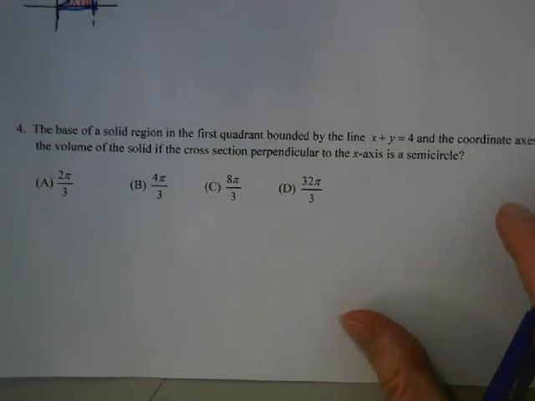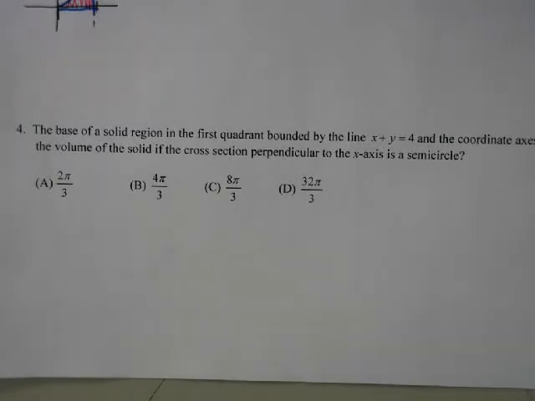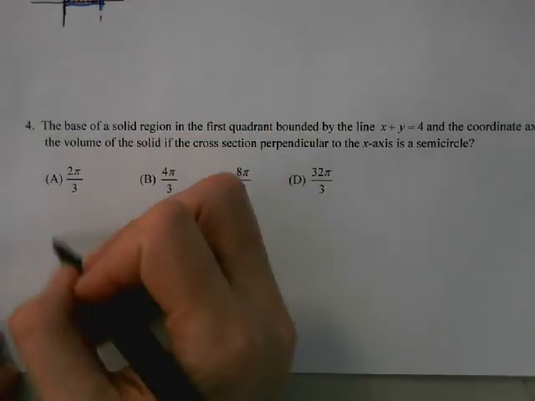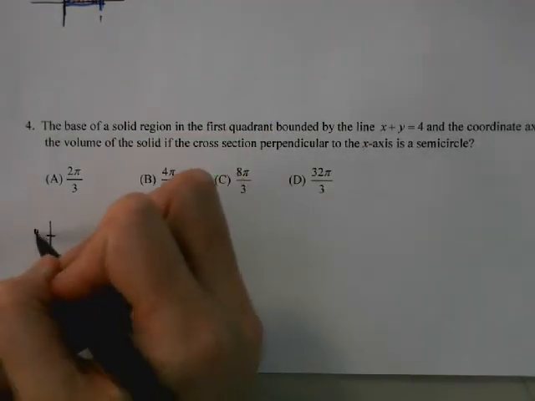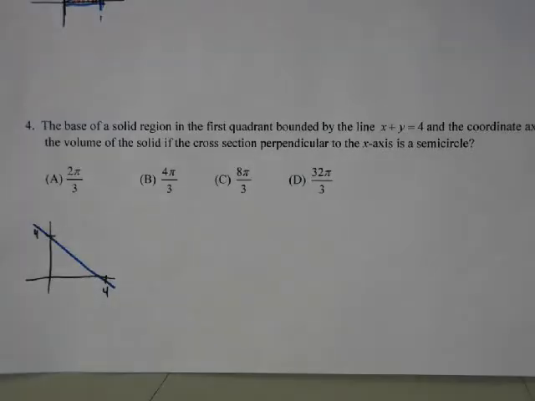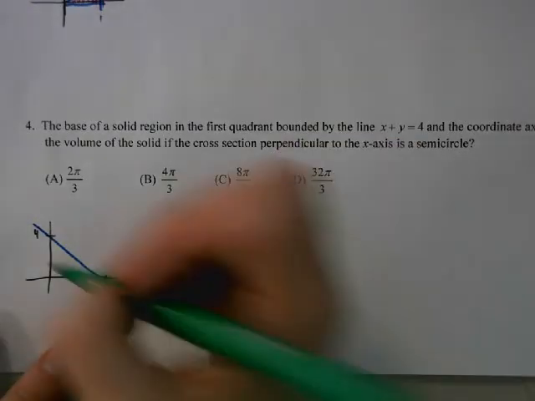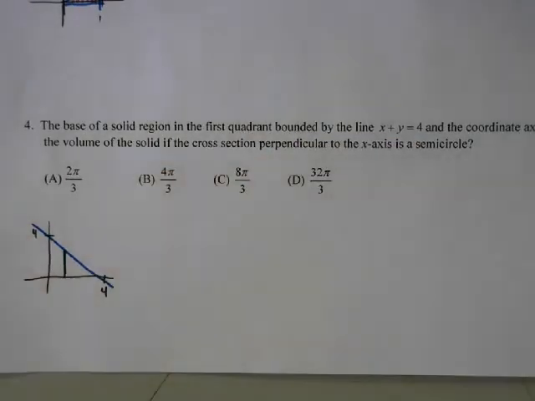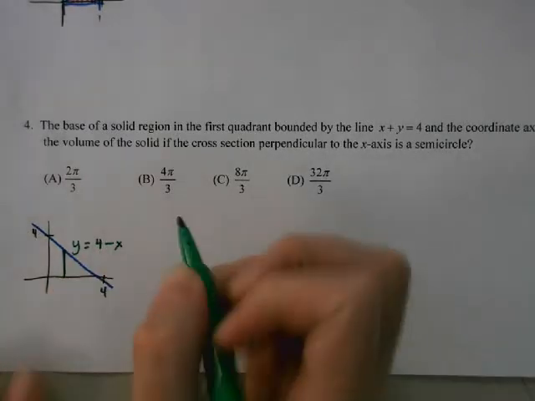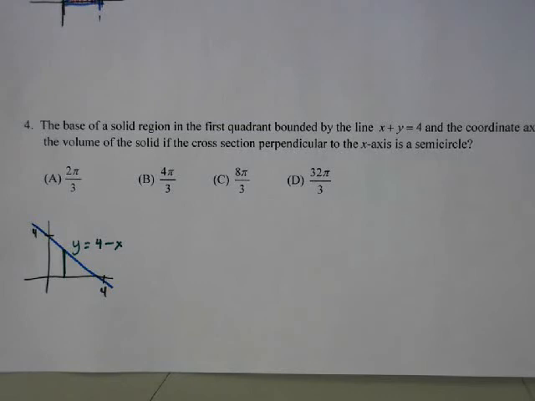Okay, and then our last problem here, we're going to find the volume of a solid whose base is bounded by the line x plus y equals 4 and the coordinate axes. What is the volume of the solid if cross sections perpendicular to the x-axis are semicircles? So x plus y equals 4, it's just going to be a line like so. Our cross sections are going to be perpendicular to the x-axis. So this is going to be y equals 4 minus x, or you can do negative x plus 4 if you want to.